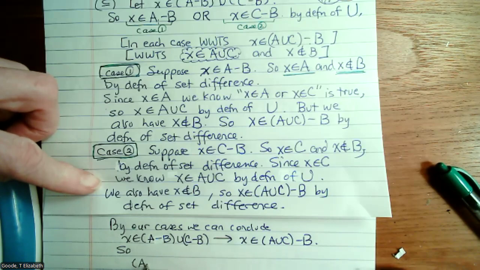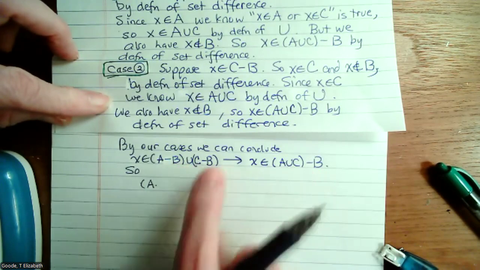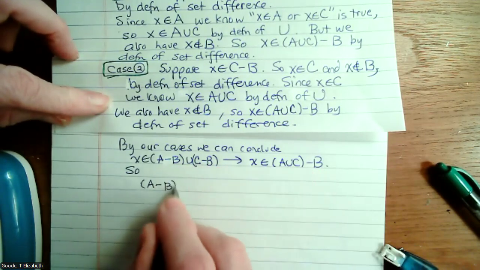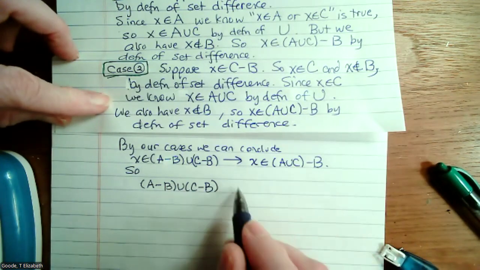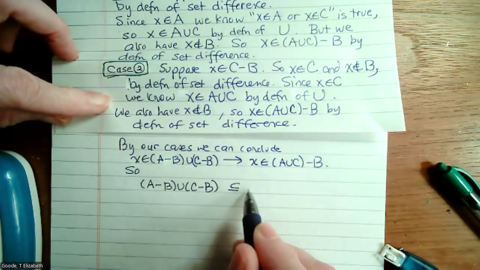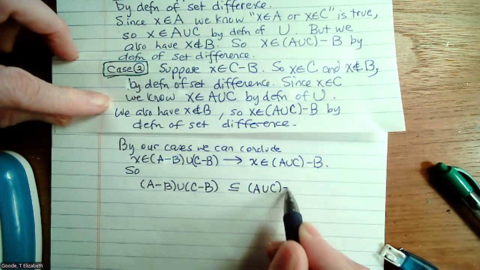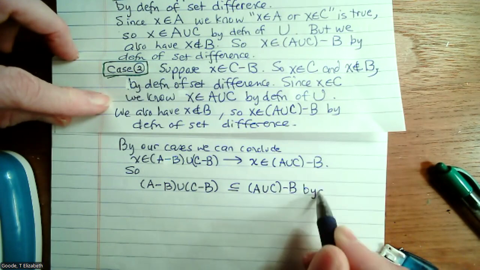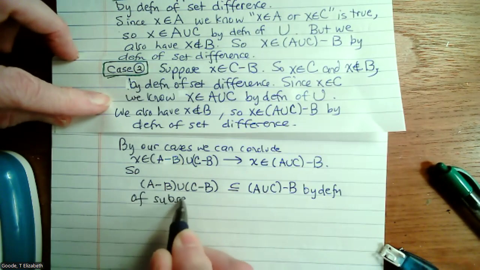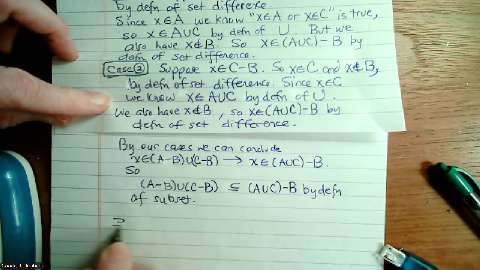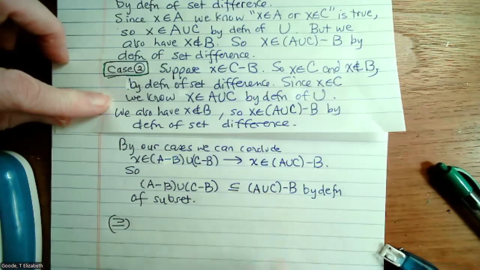So I can't see the hypothesis, but we've got our two sets here. So A minus B union C minus B is, I suppose, a subset of A union C minus B. So now we have to turn around and prove that A union C minus B is a subset of A minus B union C minus B.